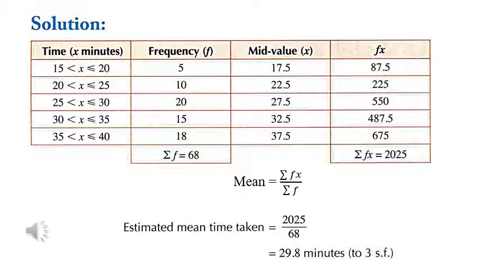The product of 10 and 22.5 is 225, and so on. Substitute the values in the formula. The sum of fx is 2025 and the sum of frequency is 68. So the estimated mean is 29.8. One more thing, the number of teenagers in this question is 68 because the sum of frequency is 68.